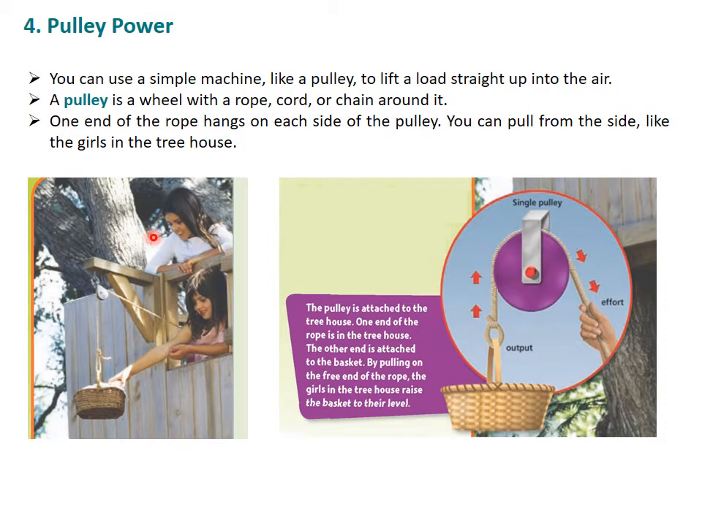Now, let's look at the picture on the right. The pulley is attached to the tree house. One end of the rope is in the tree house. The other end is attached to the basket. So by pulling on the free end of the rope, the girls in the tree house raise the basket to their level.